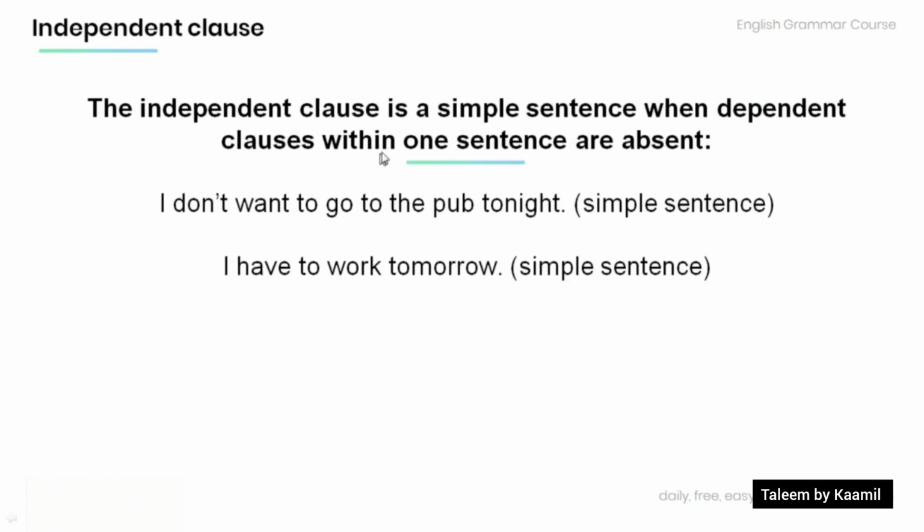The independent clause is a simple sentence when dependent clauses within one sentence are absent. Have a look at the examples below. I don't want to go to the pub tonight. Now this is a simple sentence. I have to work tomorrow. This is also a simple sentence, an independent clause.